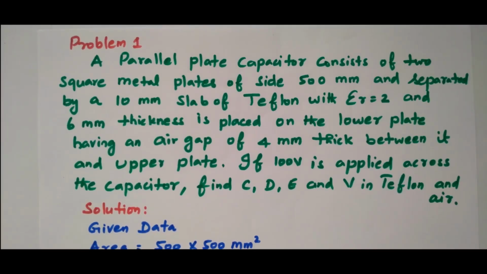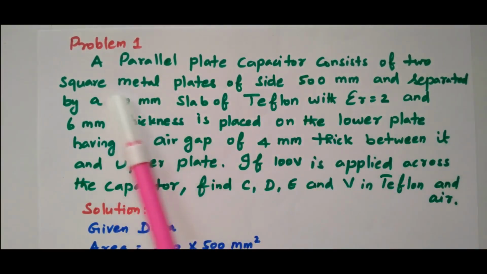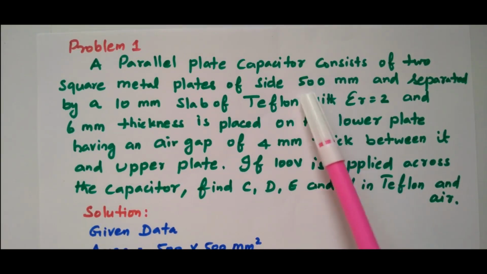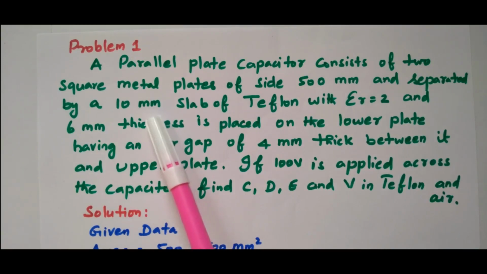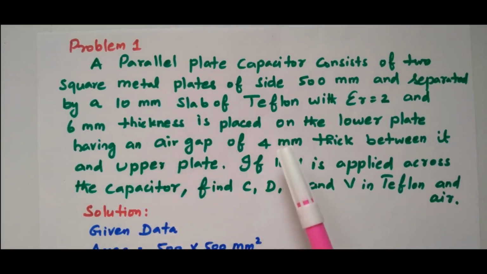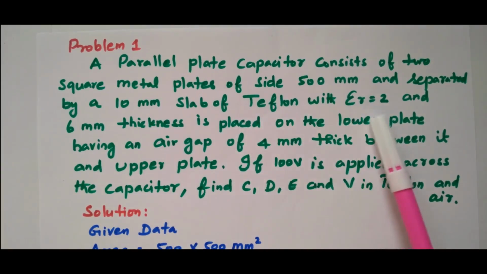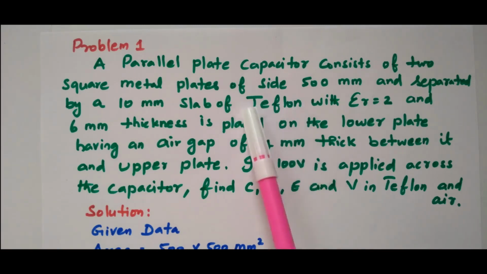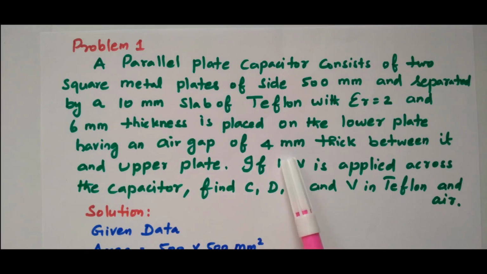Now we'll see the problem based on this capacitor with two dielectric materials, right? We'll see the statement. A parallel plate capacitor consists of two square metal plates of side 500 mm, and is separated by 10 millimeter. The distance between the two plates is 10 millimeter. In this, Teflon with epsilon r equal to 2 is available for a thickness of 6 millimeter, placed on the lower plate, having an air gap of 4 millimeter. So out of 10 millimeter, 6 millimeter is Teflon with epsilon r equal to 2, and the remaining 4 millimeter will be air gap, right?